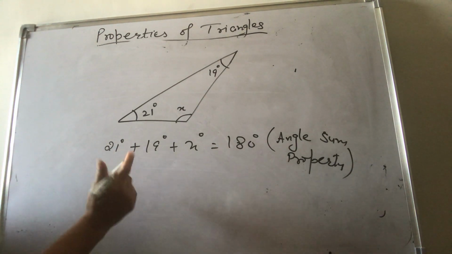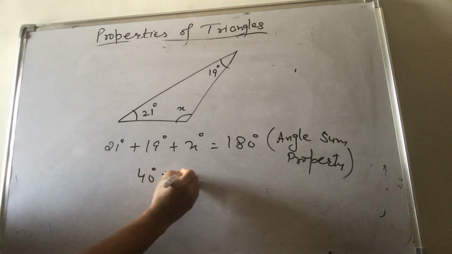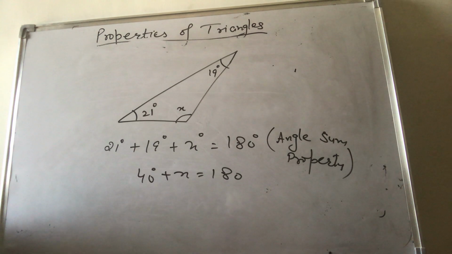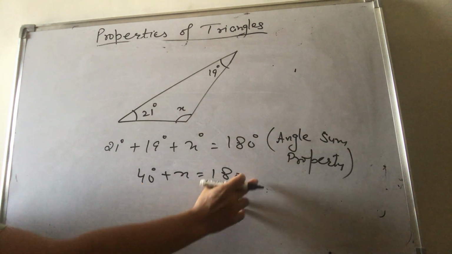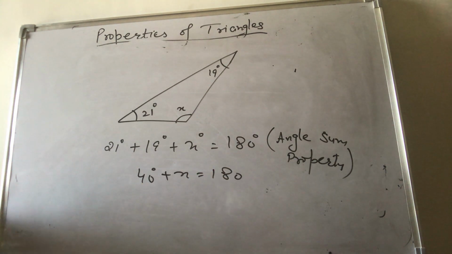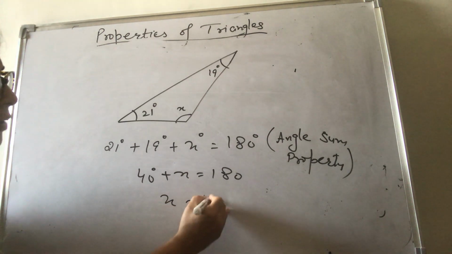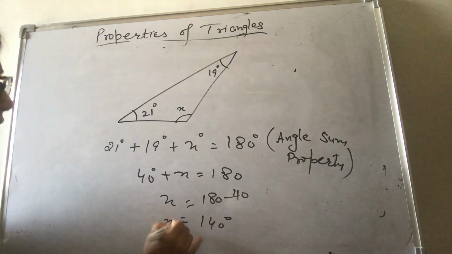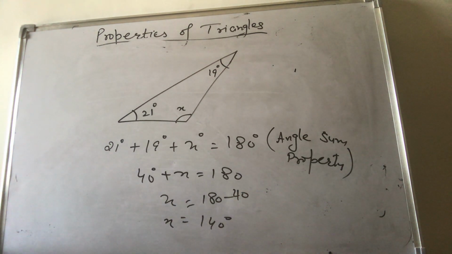Now 21 and 19 will be 40 degree. 40 plus X is 180 degree. Now this is the equation, a linear equation. Now 40 degree will go to the right side and it will be subtracted. X is equal to 180 minus 40, so the X value will be 140 degree. Like that we can do all the sums of all the parts of the first question.